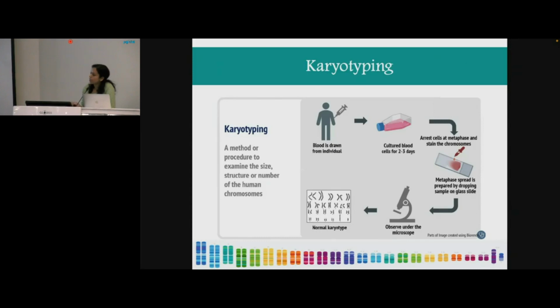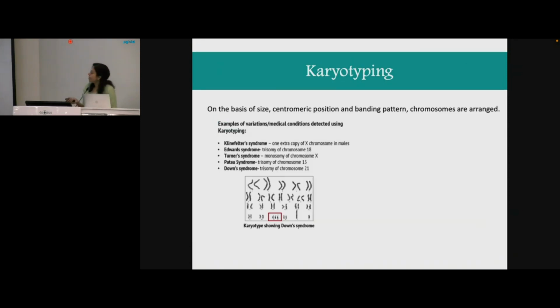By looking at the picture, you can count the number of chromosomes and look for the gross abnormalities, if there are any. So on the basis of the size, centromeric position and banding patterns, chromosomes are arranged. So no need to arrange it manually. There are softwares which do it for you. And there are certain conditions where you can directly go ahead with the karyotyping. No need to go for the advanced testing.